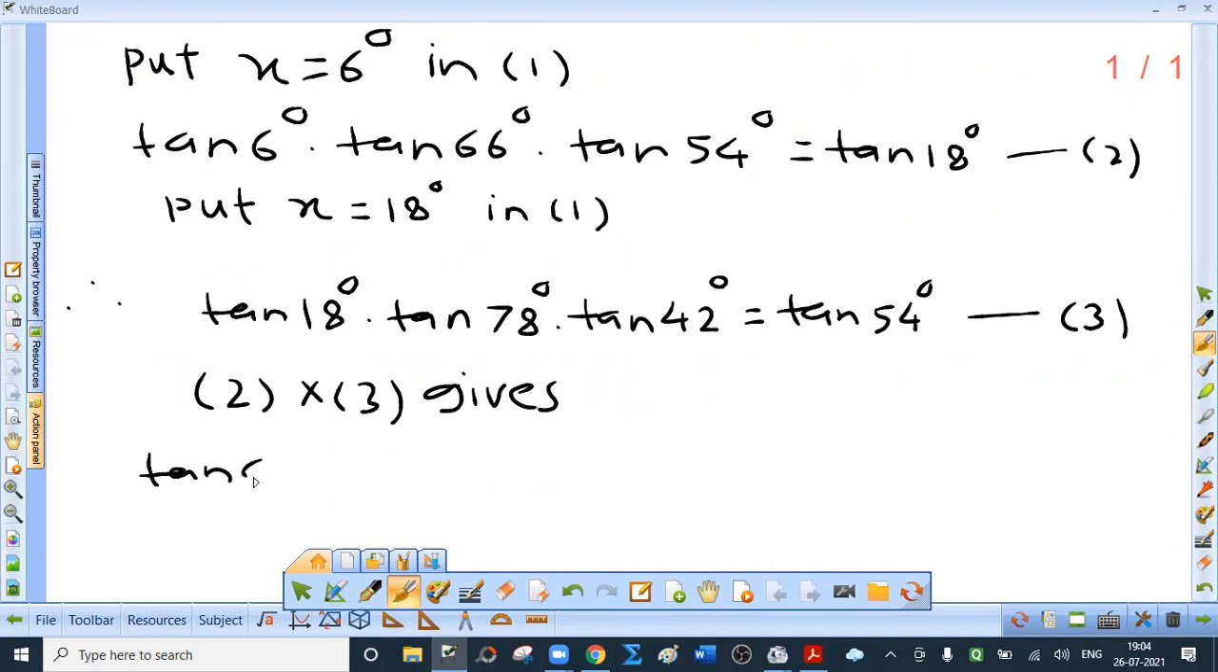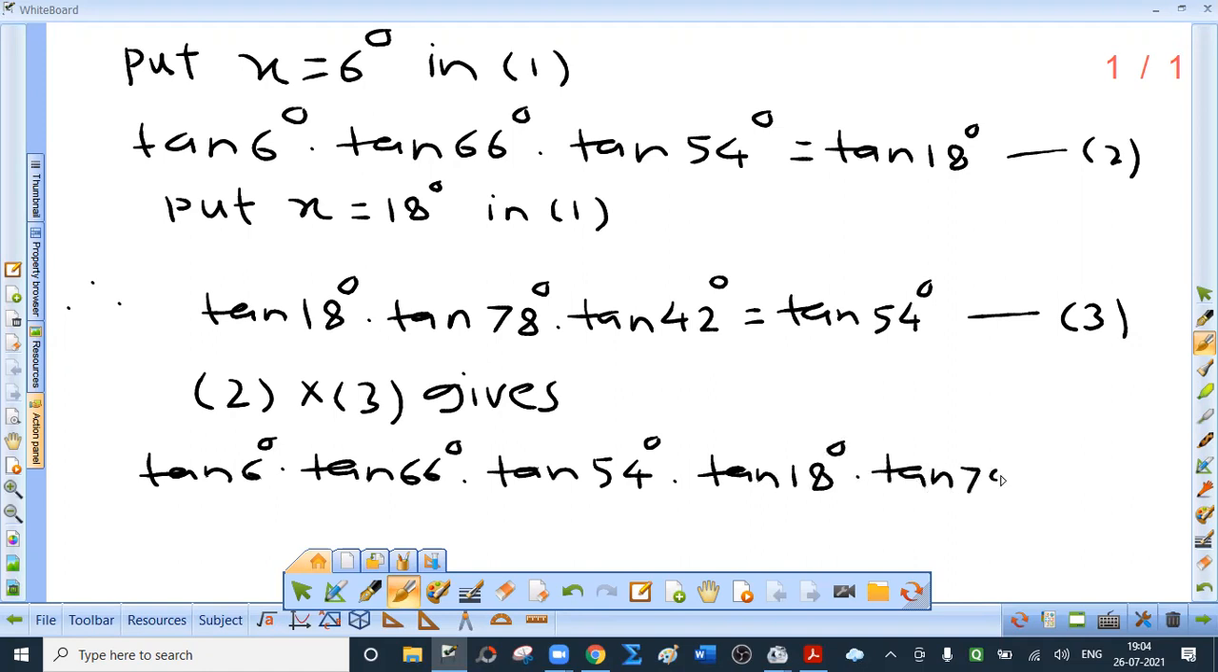Tan 6 degree into tan 66 degree into tan 54 degree into tan 18 degree into tan 78 degree into tan 42 degree equal to tan 18 degree into tan 54 degree.